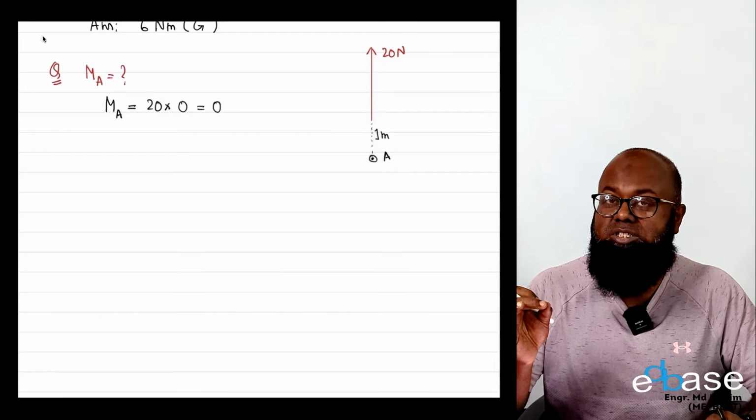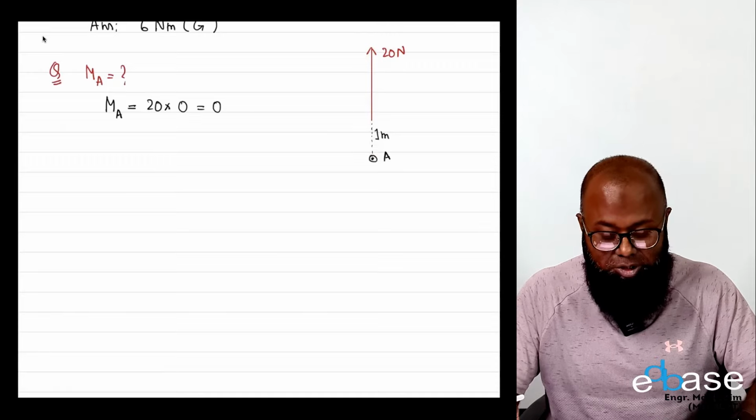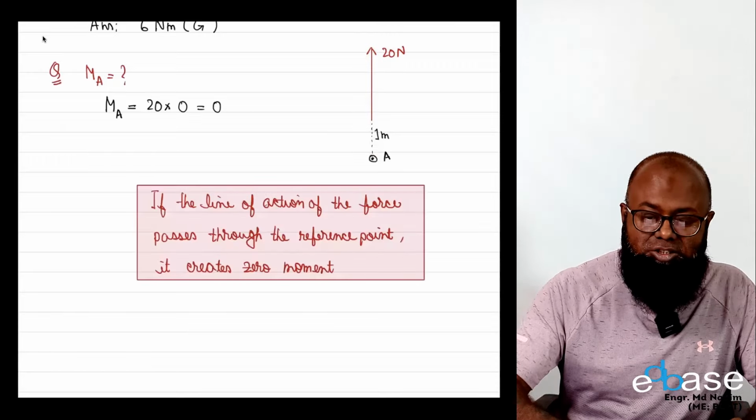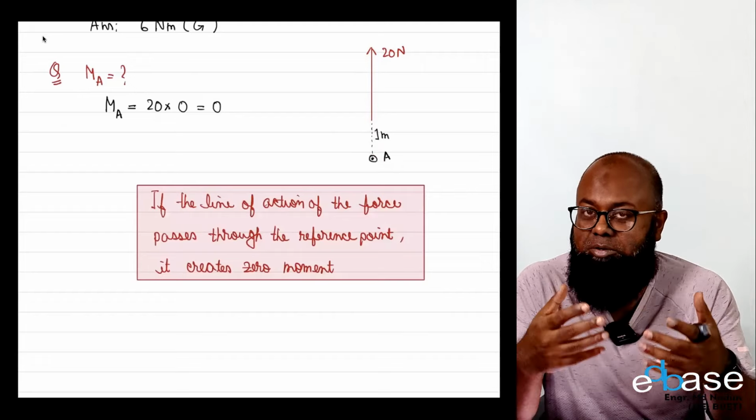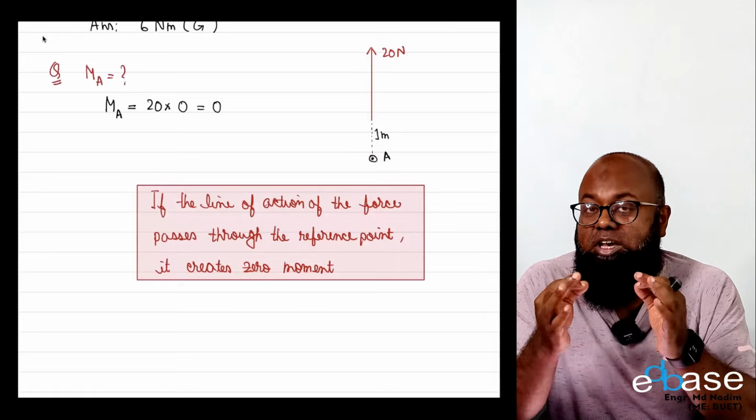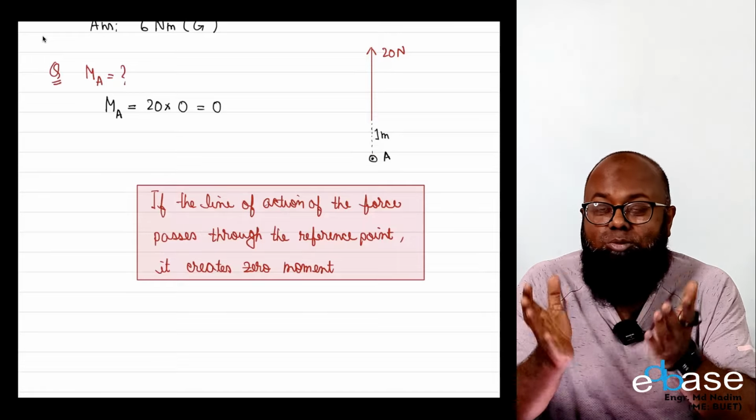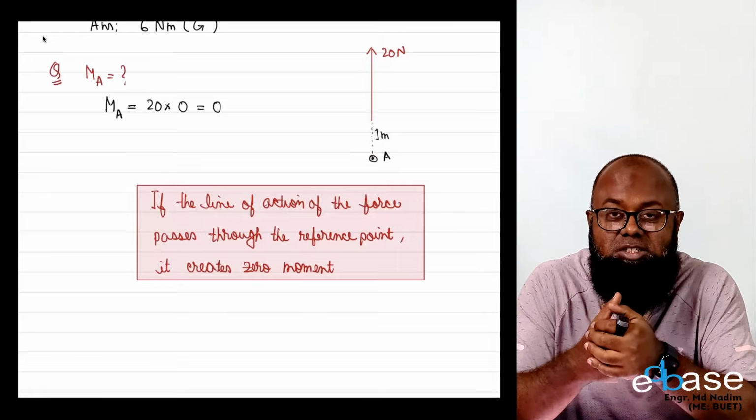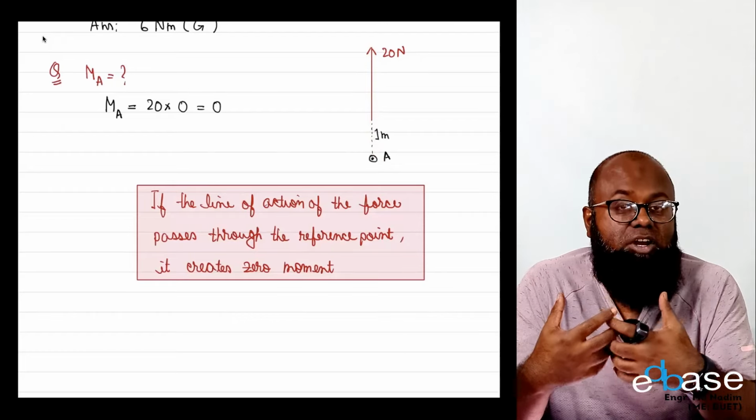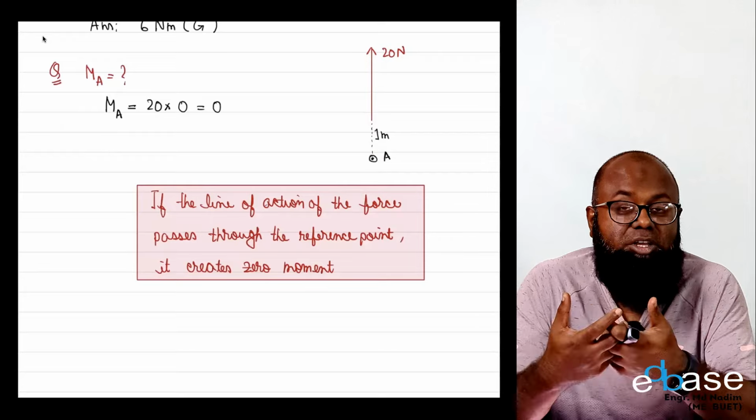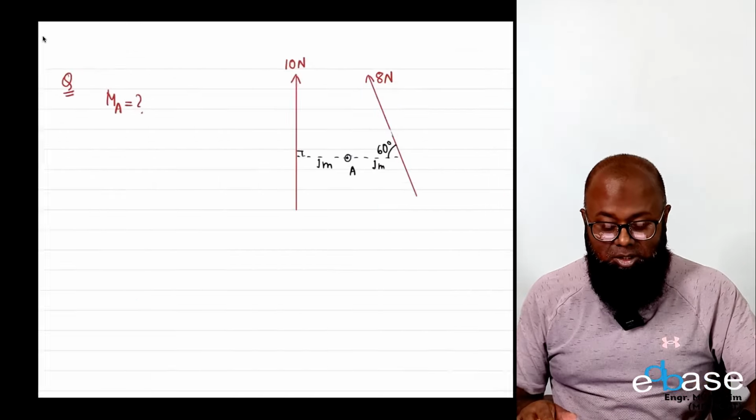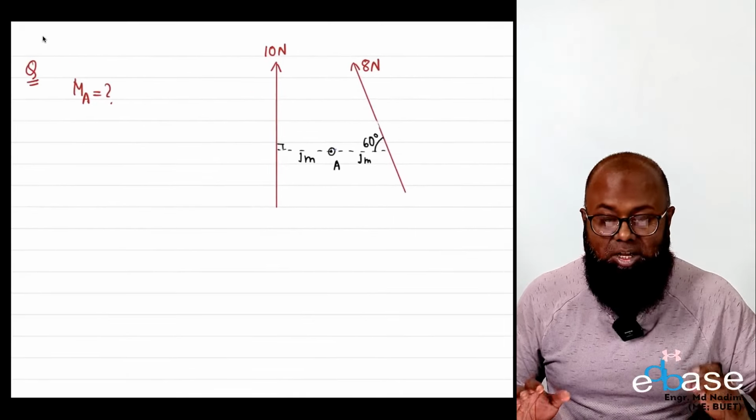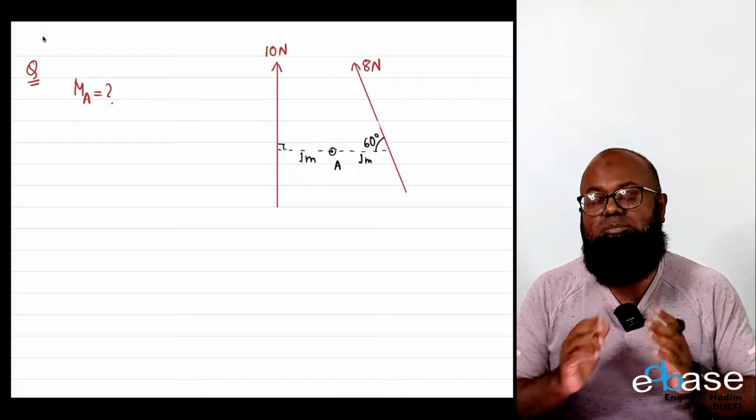So we have to understand a very, very important theory. That is, if the line of action of the force passes through the reference point or the pivot point, we can say it creates 0 moment. No moment is created. No turning effect is created. So this is a very, very important theory, I must say, that you must memorize or remember. So let us start solving this sum, guys.